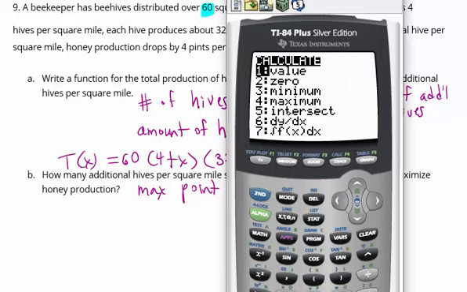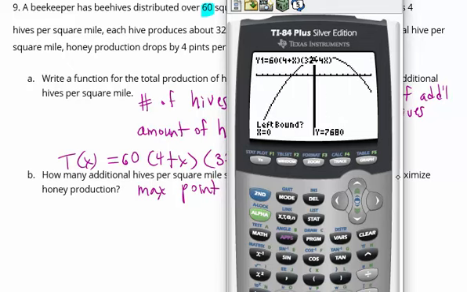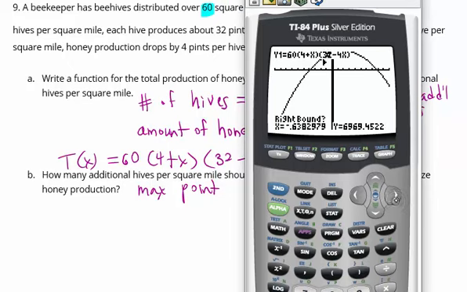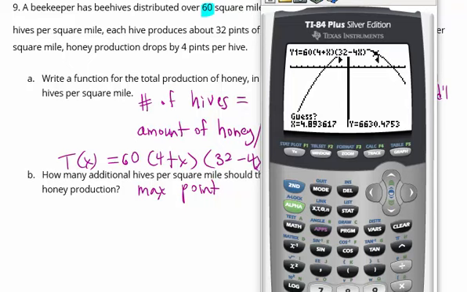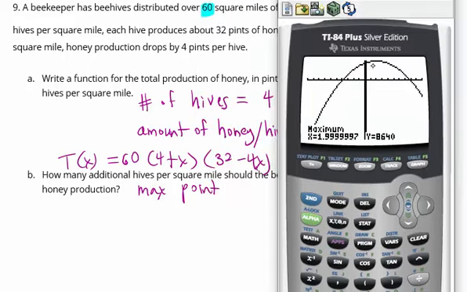So go to second trace and maximum number 4. Okay, move your cursor to the left of the vertex and hit enter. And then move to the right of the vertex. Okay, and press enter. And then select enter one more time. Okay, so that maximum occurs when x is 2 and y is 8,640. Okay, so we need to go to the question and see which one of these values answers what we're asked to find.